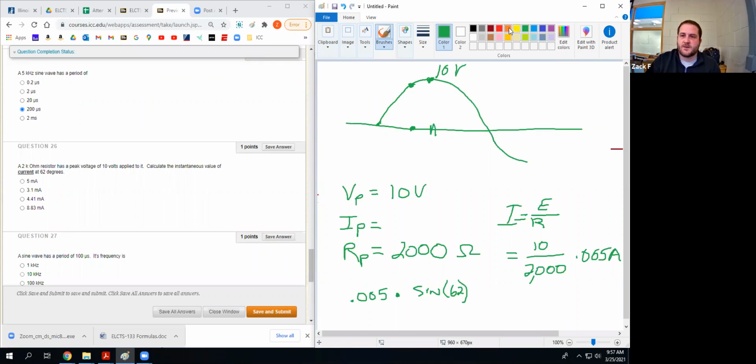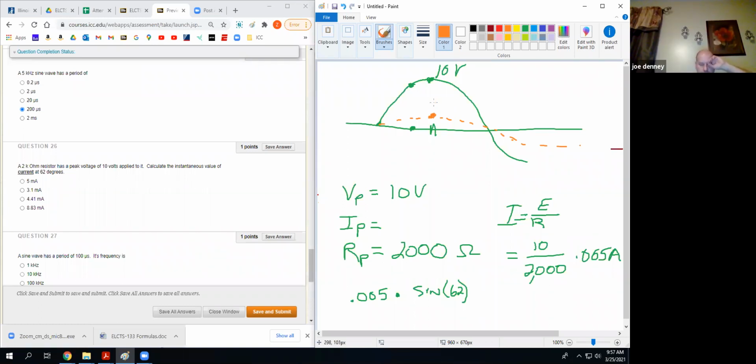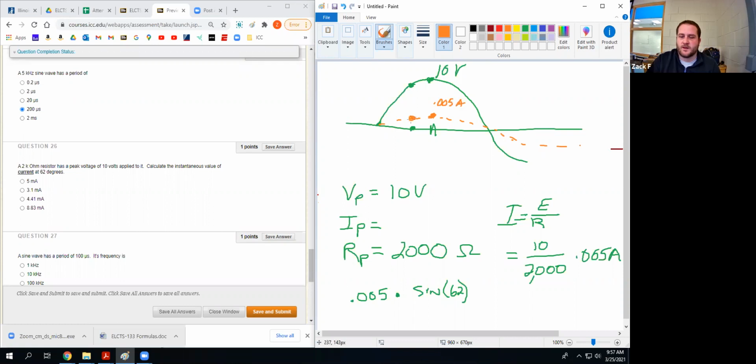If there's a separate sine wave up here showing you what the current is, this is 0.005 amps, and we're trying to find what it is right here. To get this value, we have to take 0.005 times sine of 62, which equals 4.41 milliamps, or 0.00441.